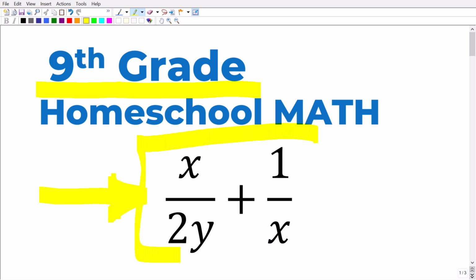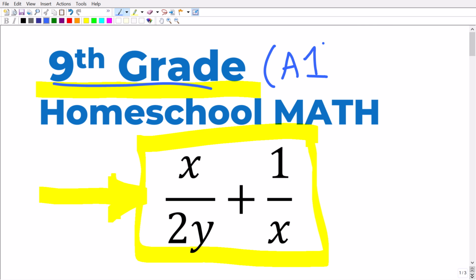Now, clearly this is an algebra problem, and by the ninth grade, most students really need to be in Algebra 1. So if your child is not in Algebra 1 by the ninth grade, well, you may want to take a look at your curriculum and your pacing and really get them on track, because Algebra 1 is critical. It really does set the tone for high school level mathematics.